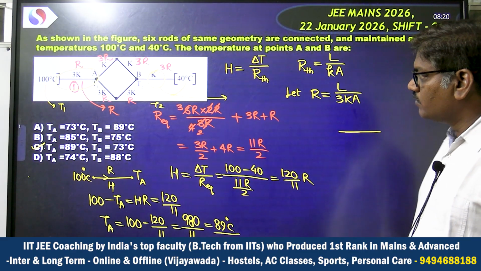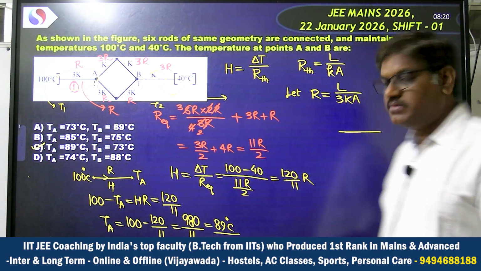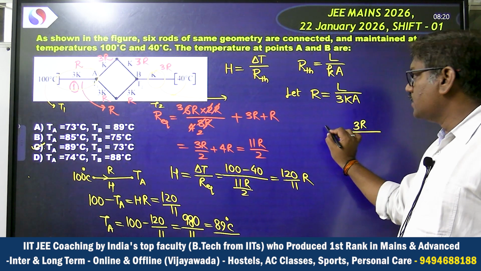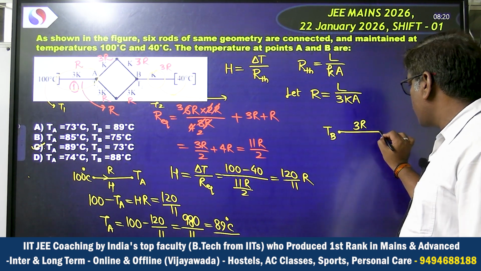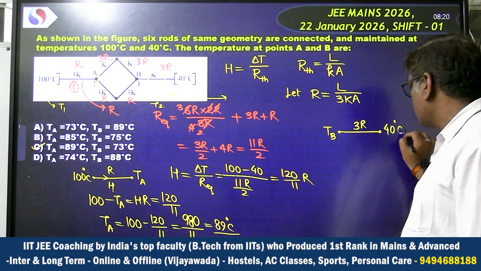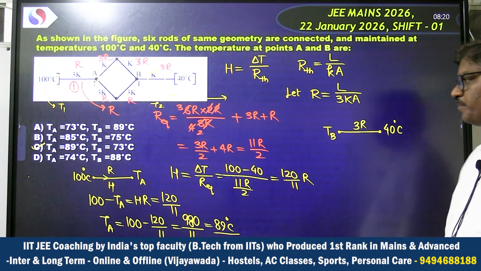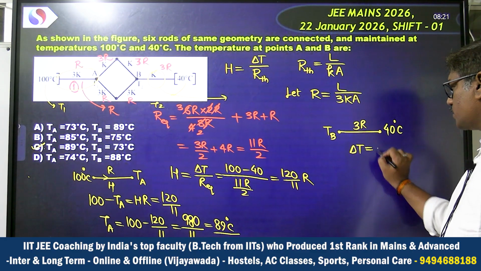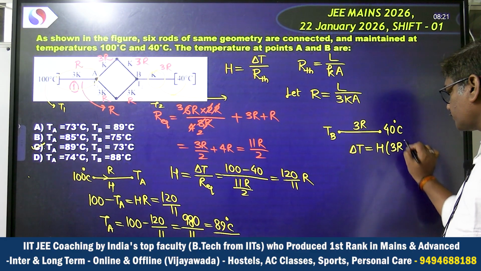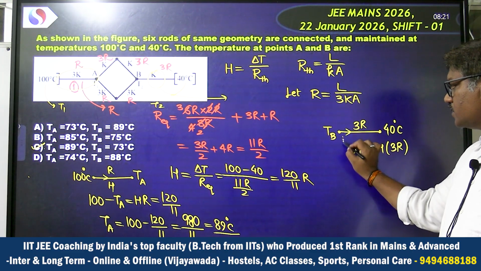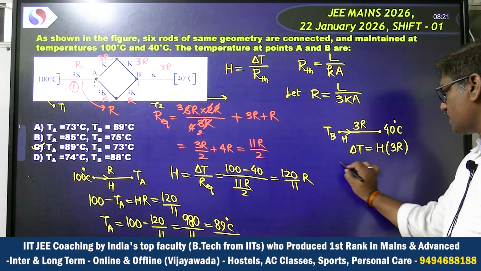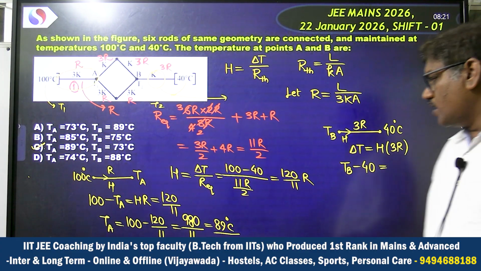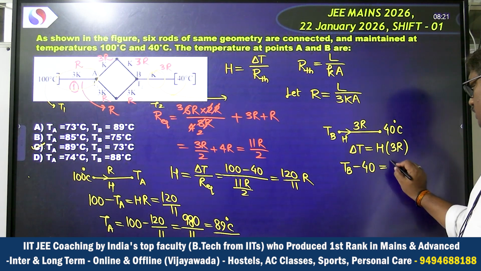the rod which has the junction B and the end at 40 degrees centigrade. For the last resistance, which is 3R, this end will be TB and this end will be 40 degrees centigrade. Again, same thing: delta T is equal to H into R, here R is 3R. Clearly, since heat current flows from higher to lower, TB is higher and 40 is lower, so TB minus 40 is equal to HR. Now HR is 120 by 11 into 3, so it is 360 by 11.